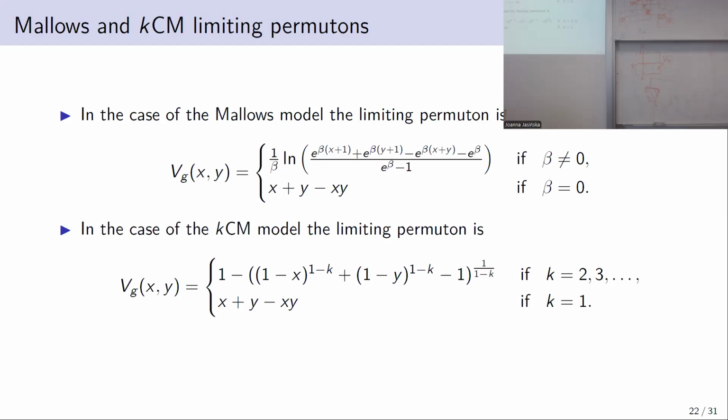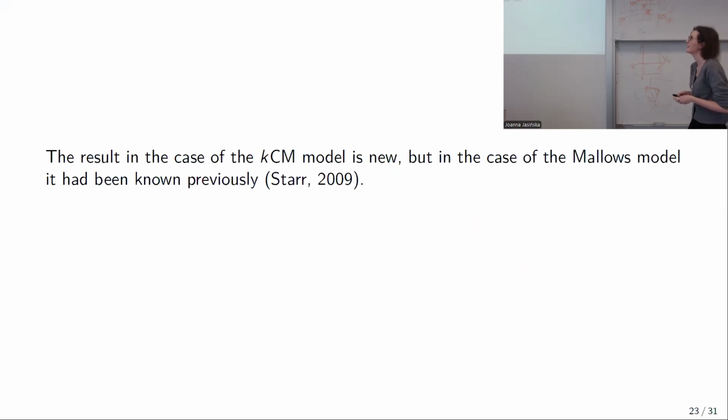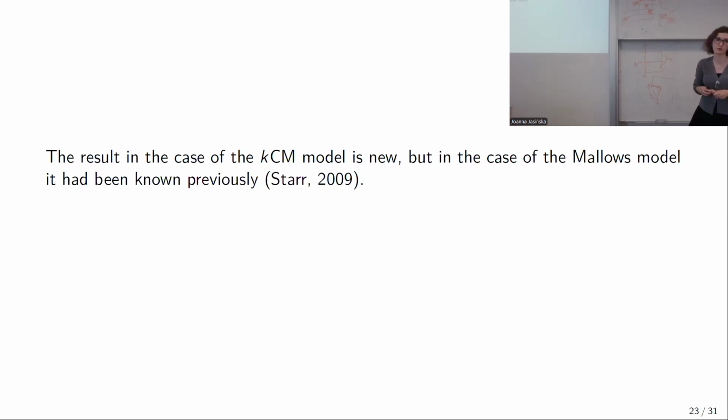And in the case of the KCM model, the limiting permuton is here. It's a bit more user-friendly, I would say. But anyway, what is nice about the solutions is that they are explicit. Like we have the formulas. So as I should say, the result about the KCM model is new. We proved it with Balázs, but in the case of the Mallows model, this result has been known previously.